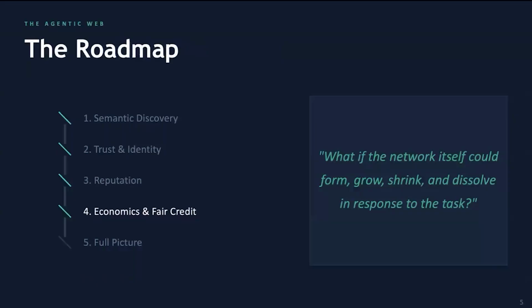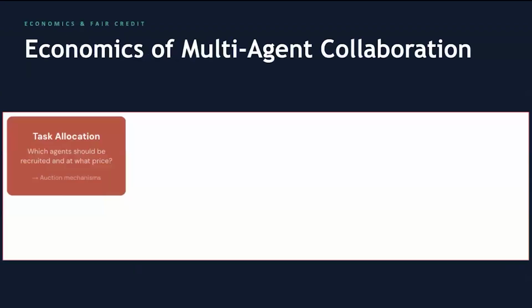All right, so we've discovered agents, we've learned how to trust them and communicate with them, we have reputation, and this is probably the most fun area: the economics and fair credit, right? So there's kind of four pieces to this. Task allocation, which is which agents should be recruited and at what price. Auction mechanics are required for this.